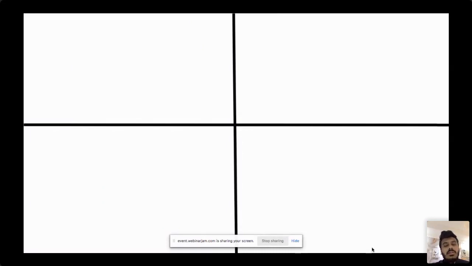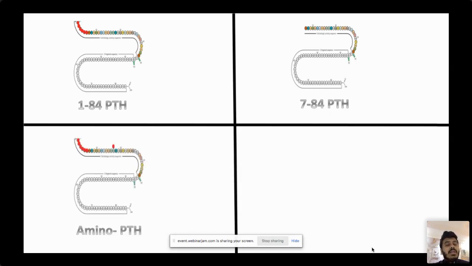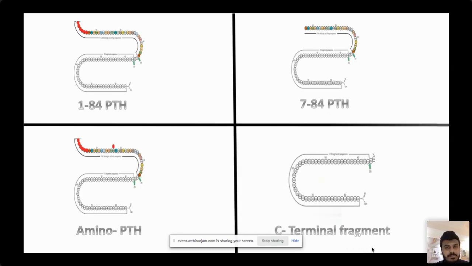In the blood circulation, there are many fragments of parathyroid hormone because parathyroid hormone is subjected to fragmentation in the blood circulation. We have 1-84 parathyroid hormone, and also we have 7-84 parathyroid hormone, which lacks the first 6 amino acids near the N-terminal. This type of parathyroid hormone accumulates in patients with chronic kidney disease. Also, we have amino parathyroid hormone and C-terminal fragments.